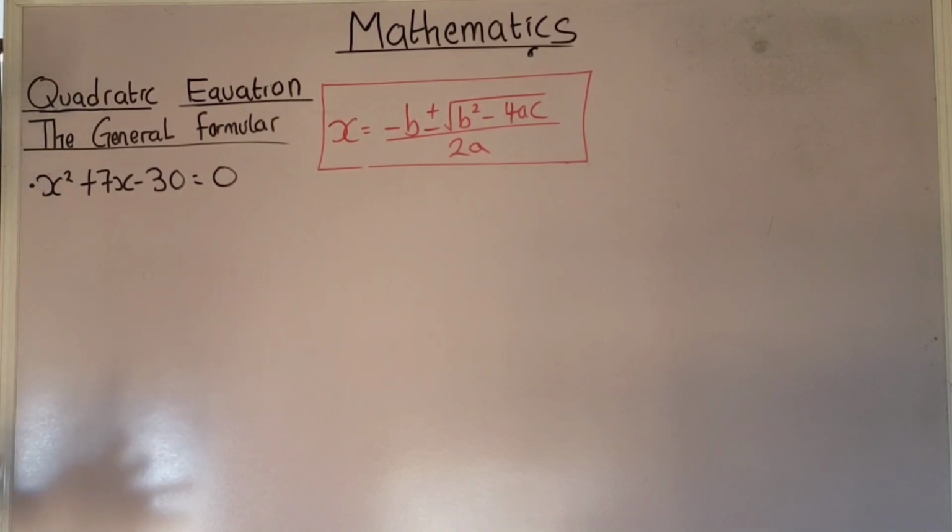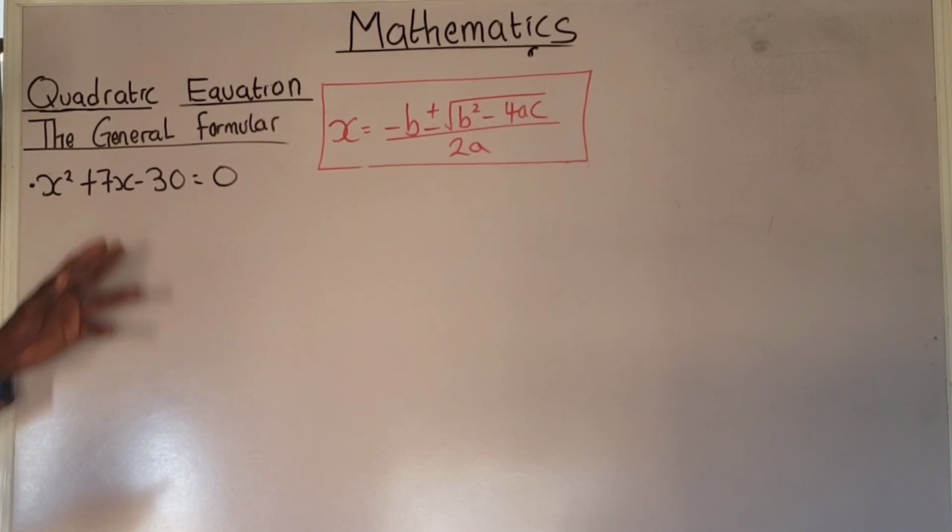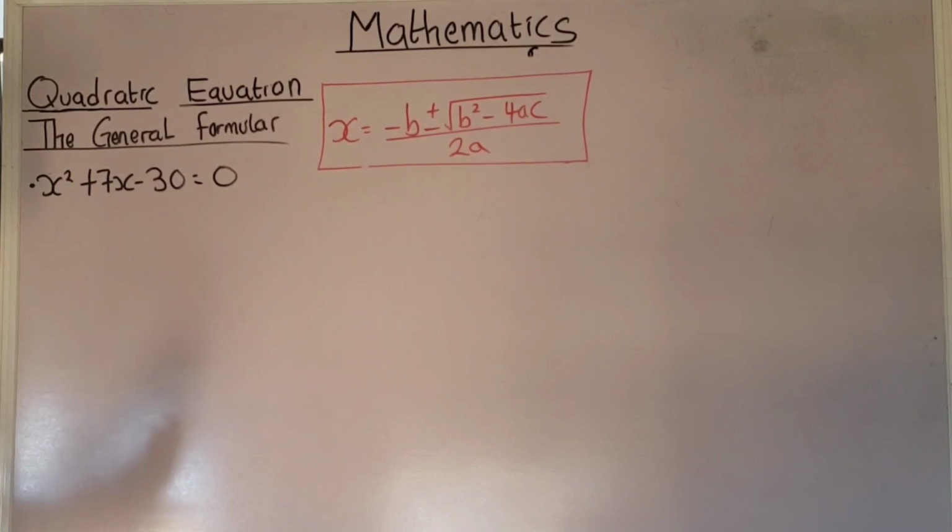Our a is the coefficient of the highest power of the unknown. That is the coefficient of x squared. Our b is the coefficient of the second term, and the b in the quadratic equation is the coefficient of x. The constant term is what we regard as c.